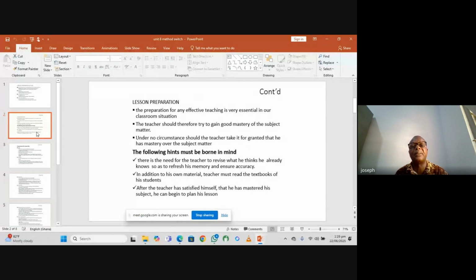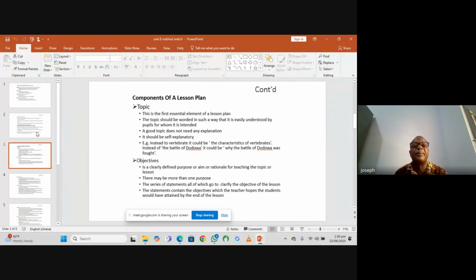In addition to his own material, the teacher must read the textbooks of his or her students and gather other information from the textbooks that the students are using aside from yours. After the teacher has satisfied himself or herself that he or she has mastered the subject matter, he can then begin to plan the lesson, which comes first, which comes second, and then you put your thoughts together for delivery.